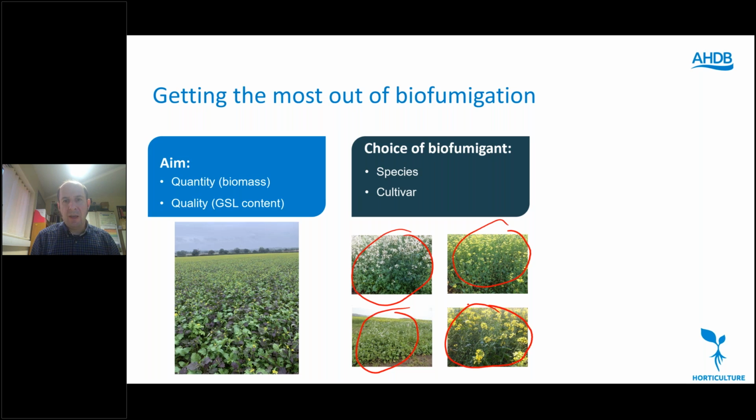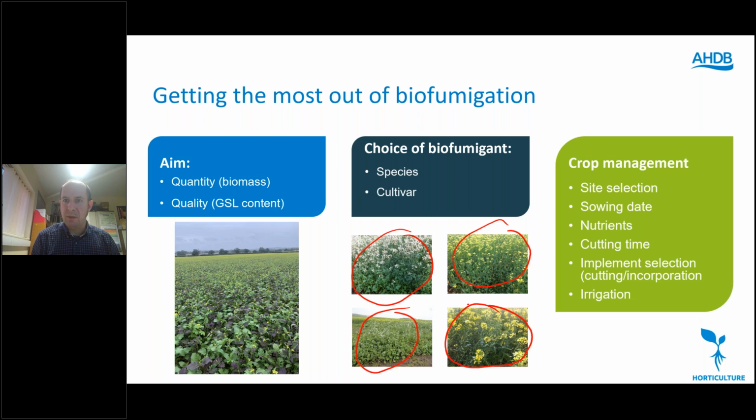In all of our studies, I have to say the most consistent performer, and when you look at the literature, you will find that Indian mustard is most consistent in performance. However, we have had some good results with oilseed radish as well. White mustard doesn't produce the right profile of glucosinolates to have activity in biofumigation. So really we shouldn't be looking at white mustard.